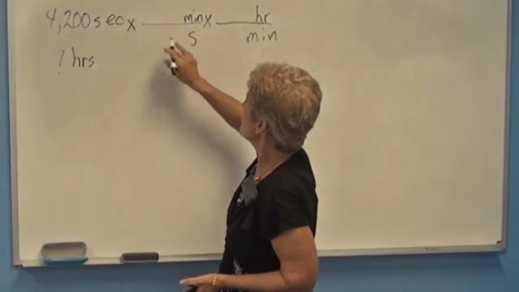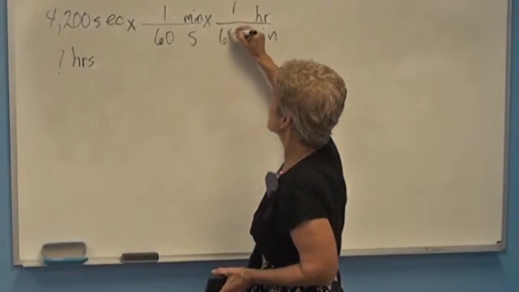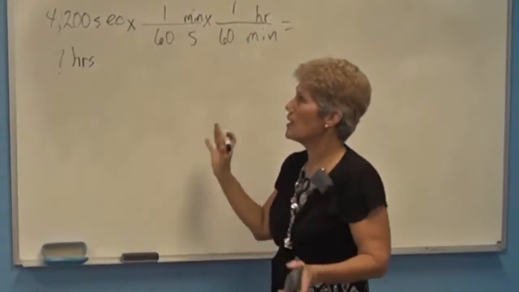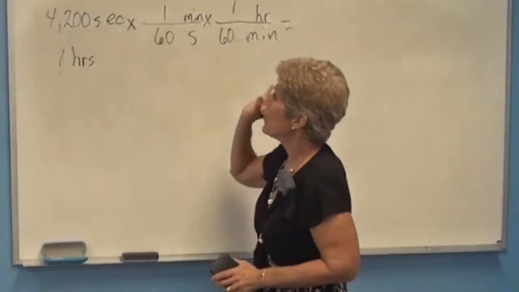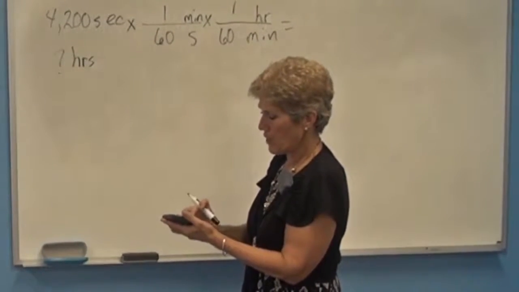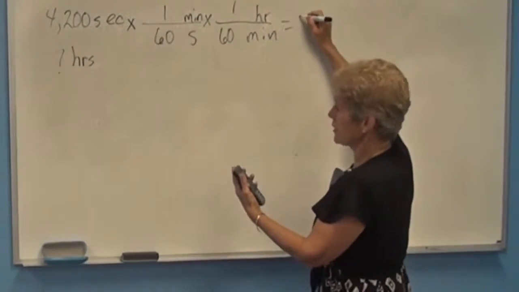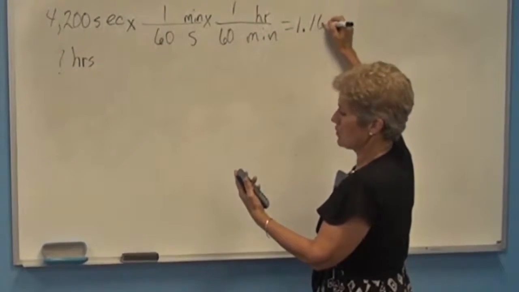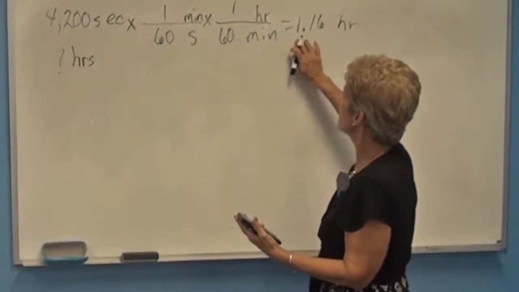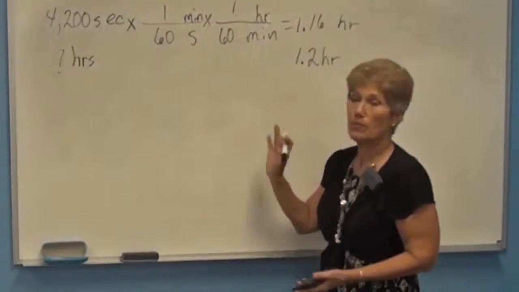For every 60 seconds in 1 minute, and in 1 hour there's 60 minutes. There are 2 significant figures that we start with. These have an infinite number of significant figures, so we're not going by them. So our answer has to be in 2 significant figures. So we would go 4,200. And so my answer that comes out of my calculator is 1.166666667 hours. But I have to have 2 significant figures, so I'm going to make this 1.2 hours. And that would be the appropriate answer.